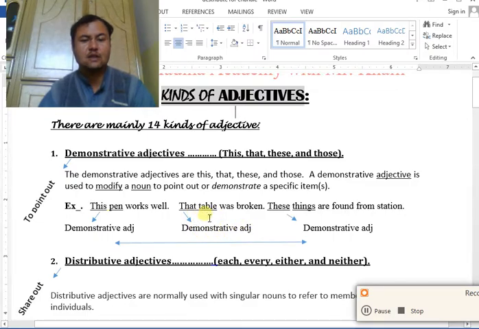For example, if we say that is a table, we have used table at the end of the sentence. Here that is working as a pronoun, showing out the table. These things are found from the station. Now these is a demonstrative adjective which is demonstrating the things.